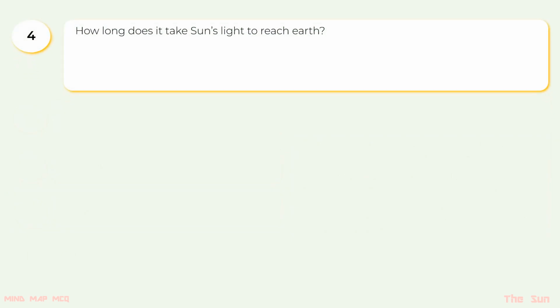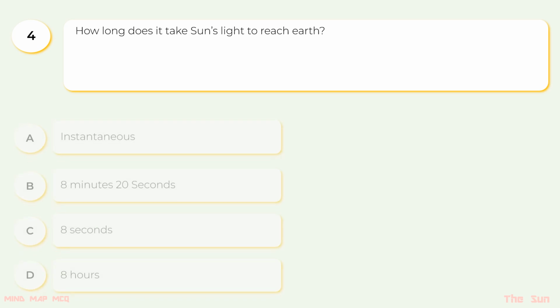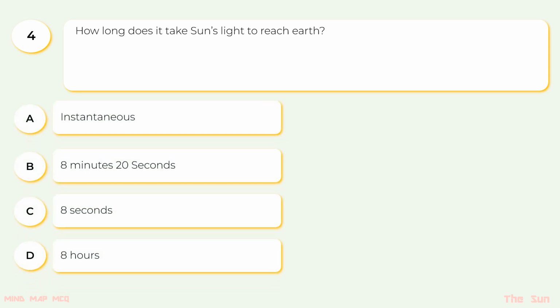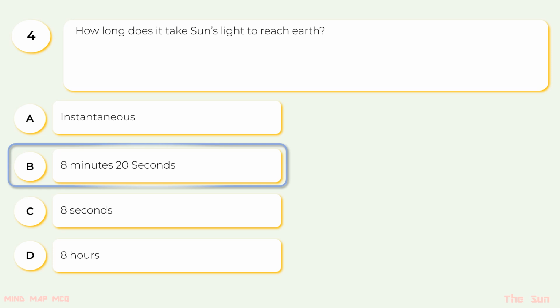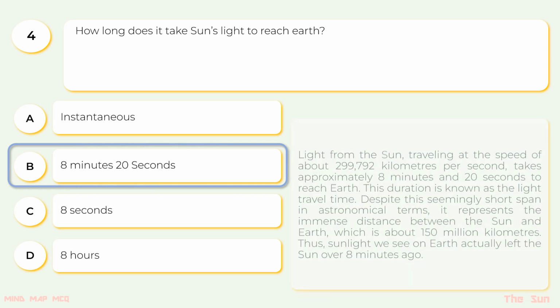Question 4. How long does it take sun's light to reach earth? A. Is it instantaneous? B. 8 minutes 20 seconds, C. 8 seconds, and D. 8 hours. The correct option is B. 8 minutes and 20 seconds.